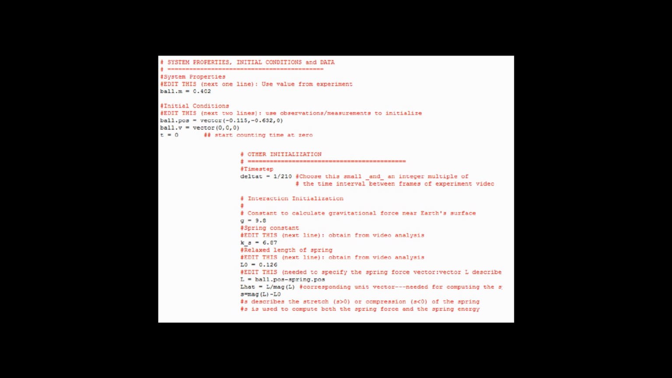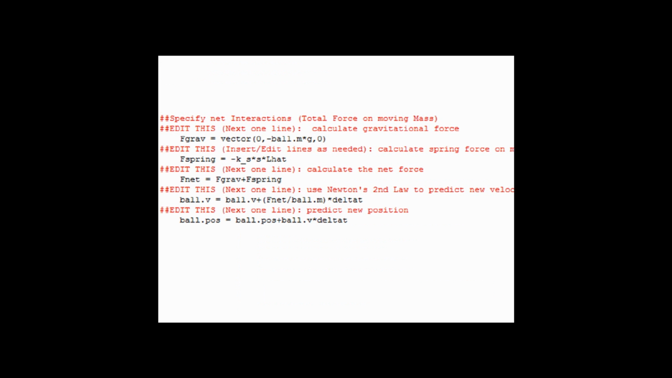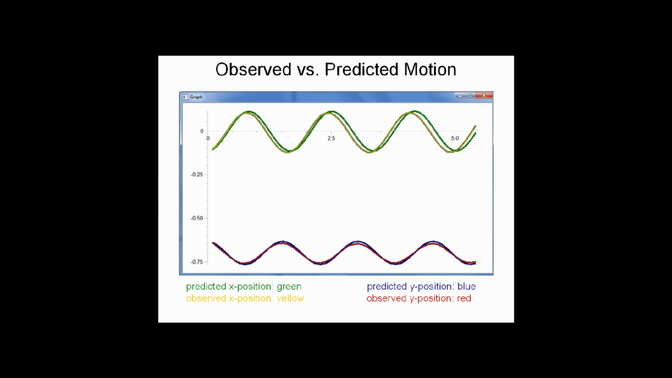L is the length of the spring, L hat is its unit vector, and S is the magnitude of L minus L naught. The forces acting on the system are F grav and F spring. Their equations are inserted here, and F net is equal to the sum of F grav and F spring. Here is Newton's second law that calculates the new velocity of the mass, which is used to update the position of the mass. Here is a graph of the predicted and observed positions.